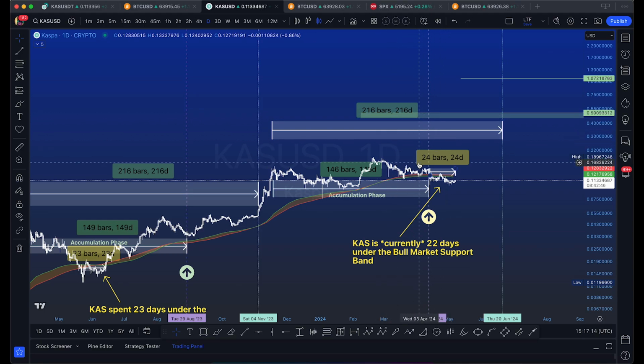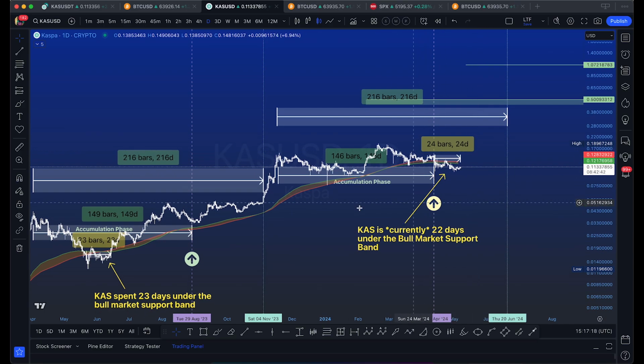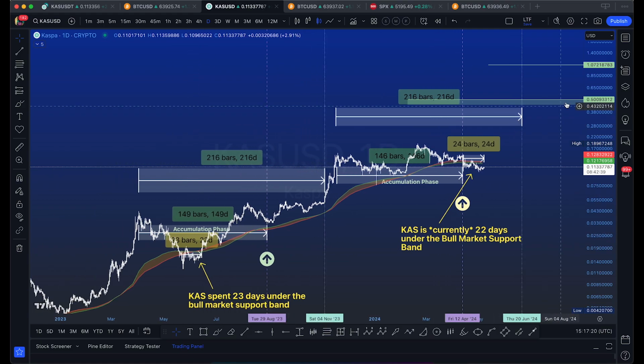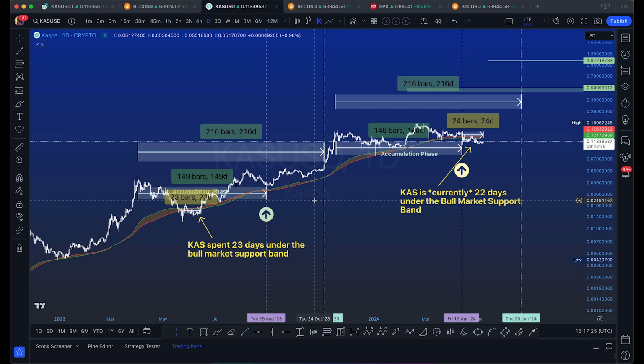We still have quite a bit of time that potentially Kaspa could just continue sideways before it breaks out. Of course, it could always do something different. Patterns don't always need to repeat. So only time will tell how it plays out in the end.